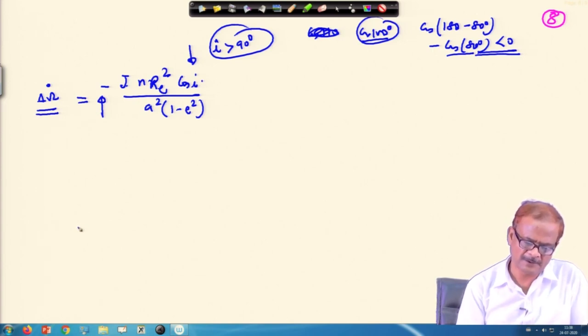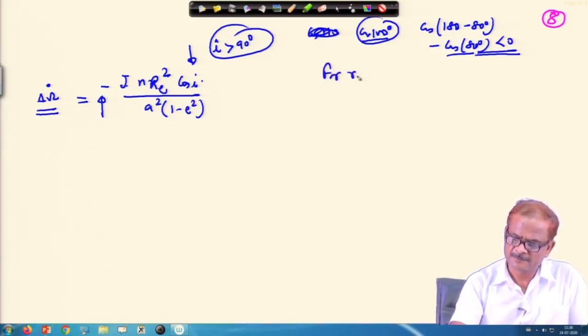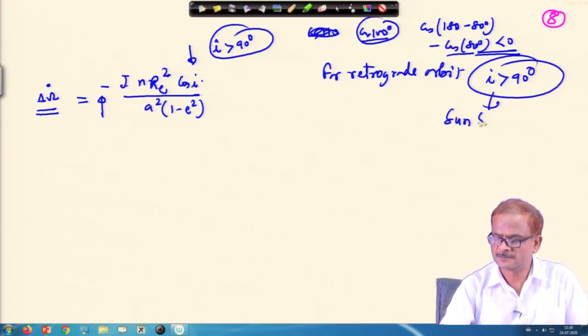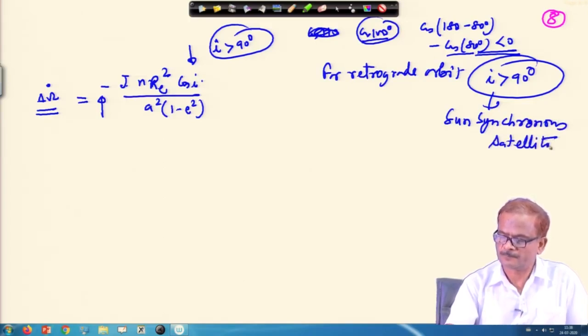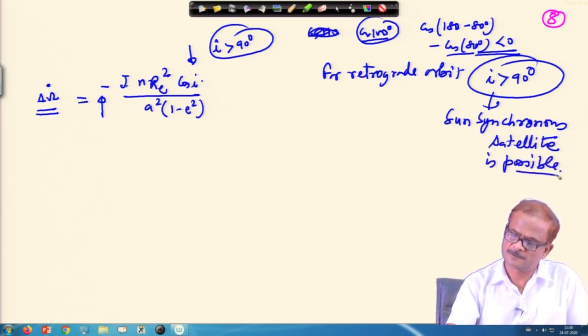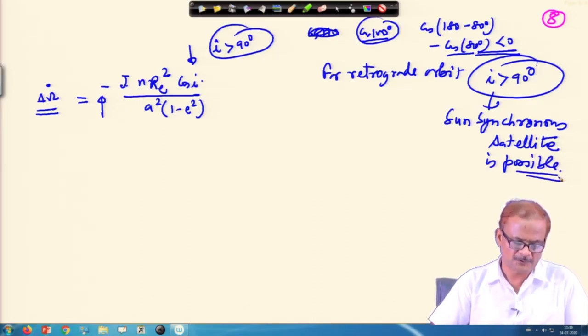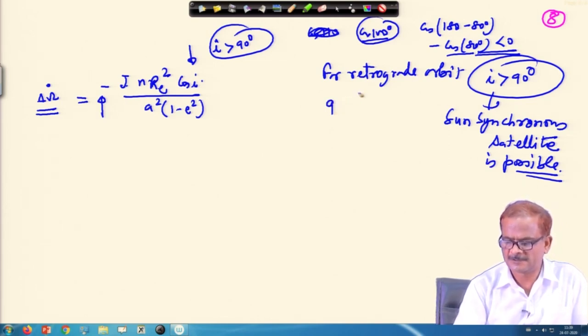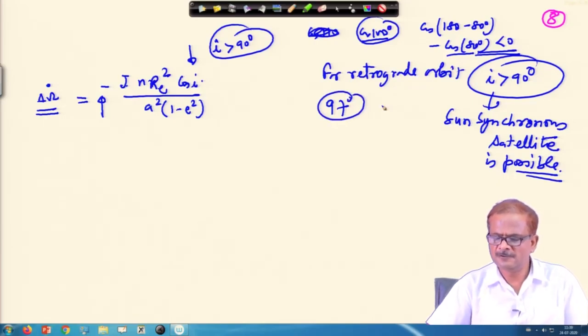Regressing means going in the backward direction, progressing means going in the forward direction. So that means for the retrograde orbit, i is greater than 90 degrees, and for that only the sun synchronous satellite is possible. For prograde orbit, a sun synchronous satellite is not possible. For that reason, if you get the data from somewhere, you will see that most sun synchronous satellites are put at an altitude of around 700 kilometers, and will have an angle of inclination of around 97 degrees.